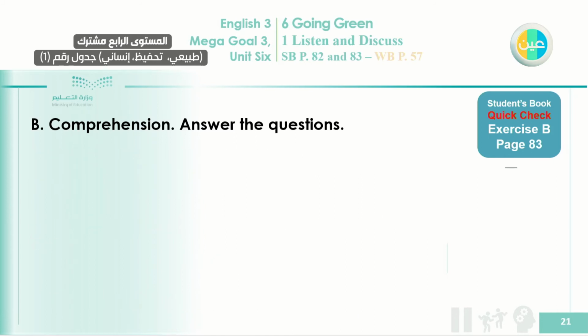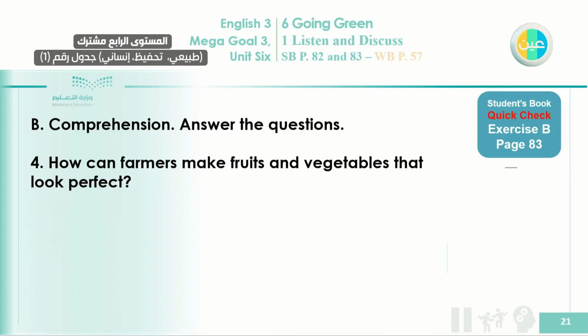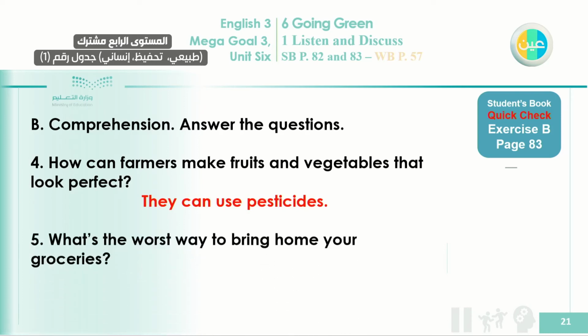Of course, here, comprehension questions, answer them. How can farmers make fruits and vegetables that look perfect? Let's see, guys. They can use pesticides, this is the answer of number 4. What about number 5? What's the worst way to bring home your groceries? Of course, it's in plastic bags.